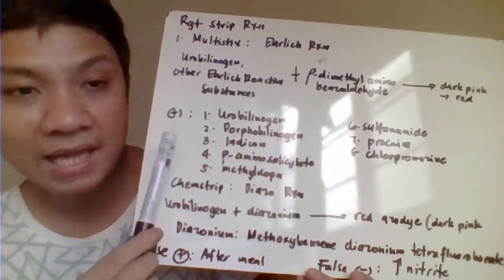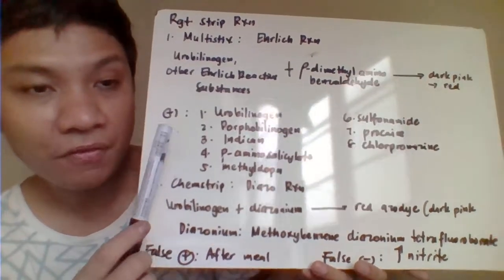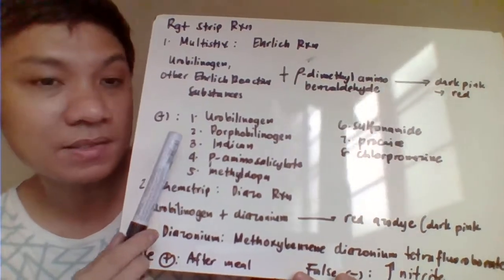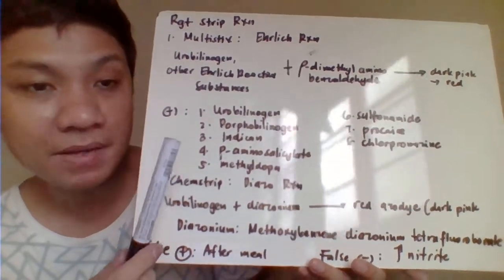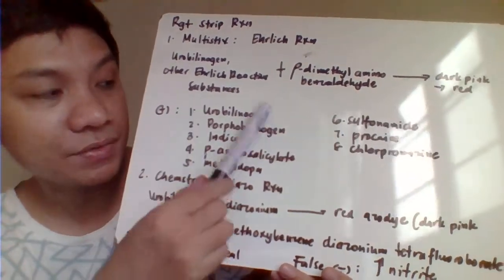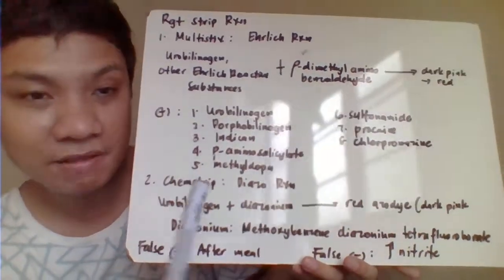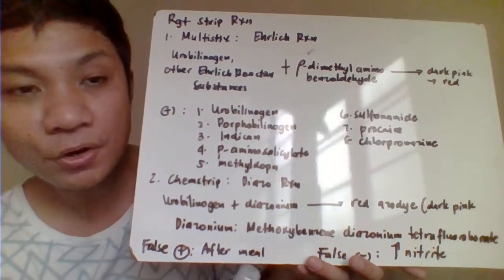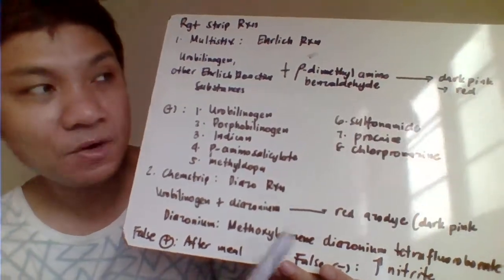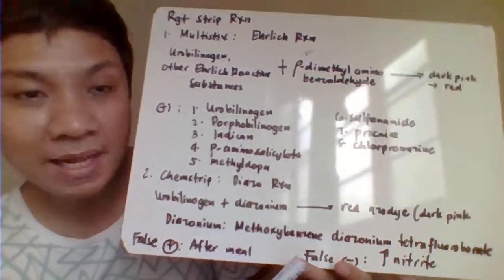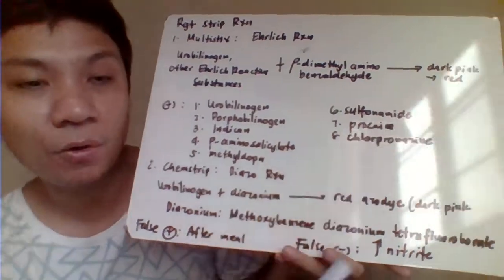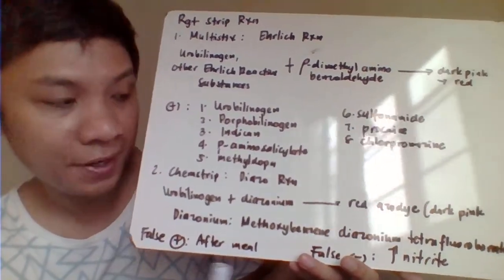Meaning to say, this is not a specific test for the detection of urobilinogen because other Ehrlich's reactive substances will also give a positive result. So we have the test principles. Again, other Ehrlich's reactive substances, including urobilinogen, react with Ehrlich's reagent. Ehrlich's reagent is p-dimethylaminobenzaldehyde, and the end color of a positive result here would be dark pink or red.